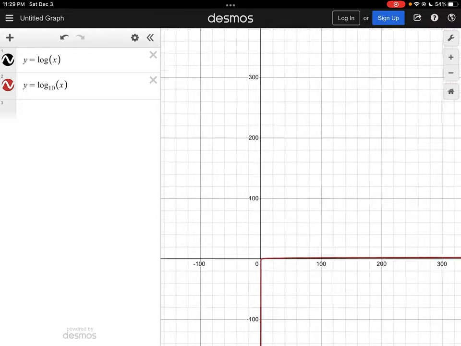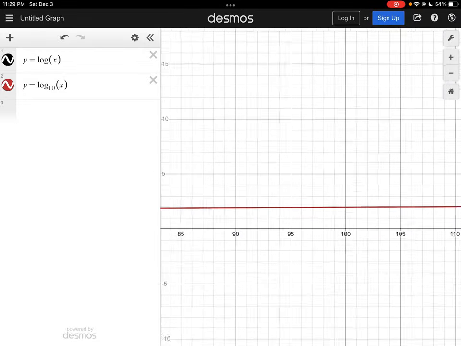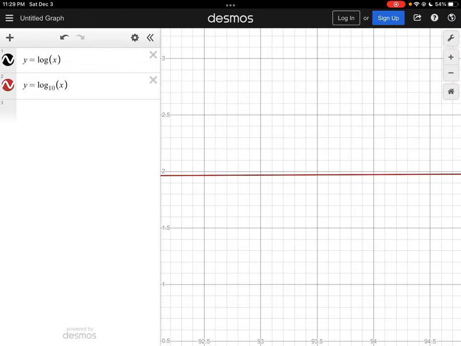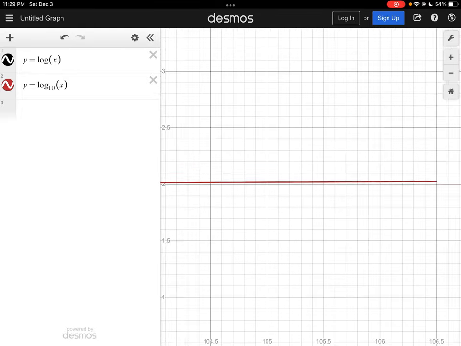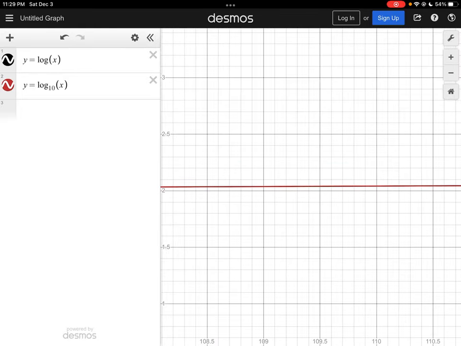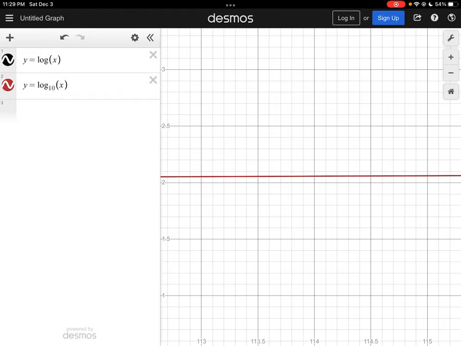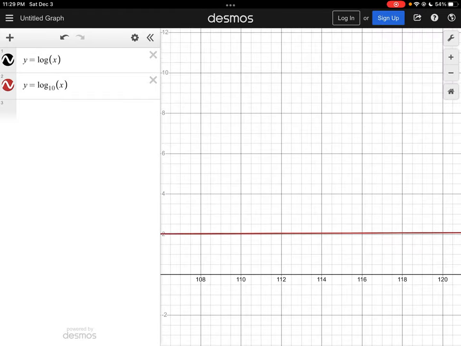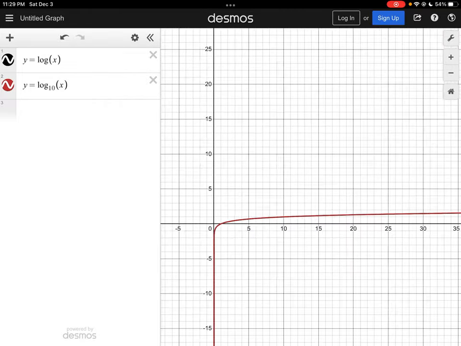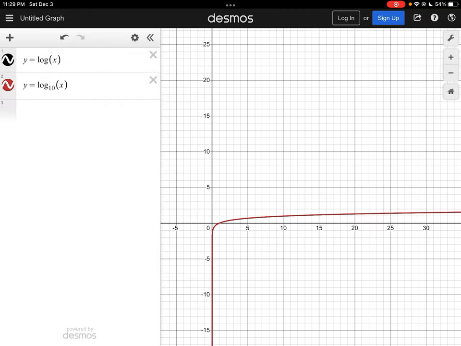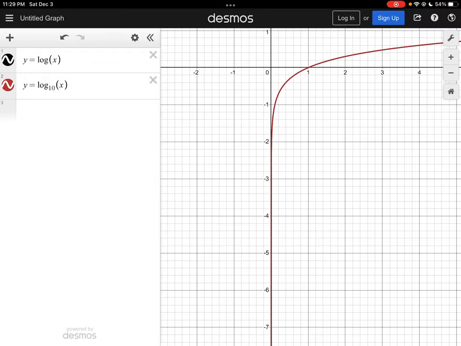So a couple of things for our log functions as we zoom out. We are going to see progressively our function getting higher and higher and higher, albeit quite slowly. It's getting higher and higher, but it does keep getting higher. So no real limitation there, just some real slow growth as we increase for that function.